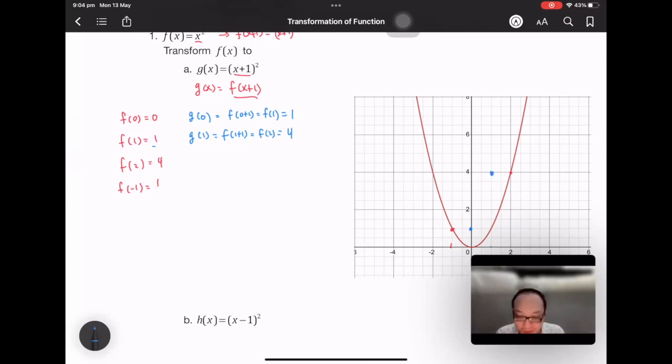So if you see here, from f(0) to g(0), you shift the coordinates to the left by 1 unit. Again, g(negative 1) is f(negative 1 plus 1), which equals f(0), so it equals 0. So g(negative 1) will be equal to 0. So if you see, the graph will be like this.